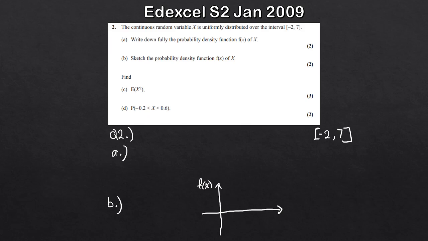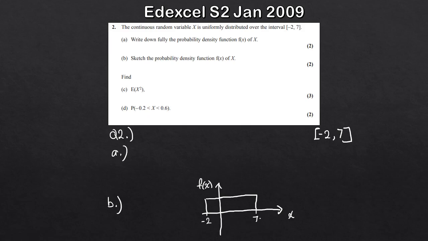So this is f of x, and this would be x here. The interval is -2 to 7, so that's -2 there. Let's say that's 7. And obviously we're going to have this height here, so I'll just put that in there. So the only thing that remains here is, what is this height? How do we calculate that height?